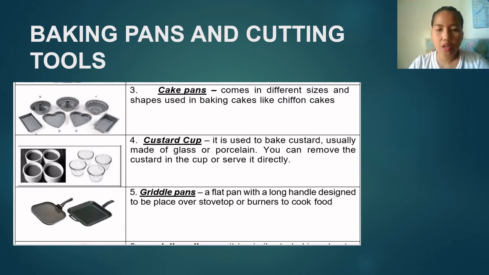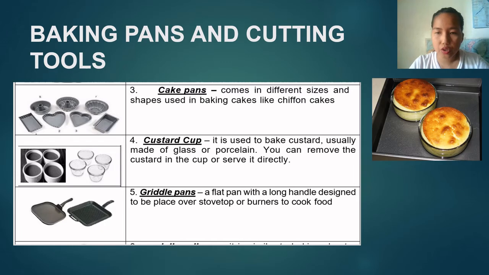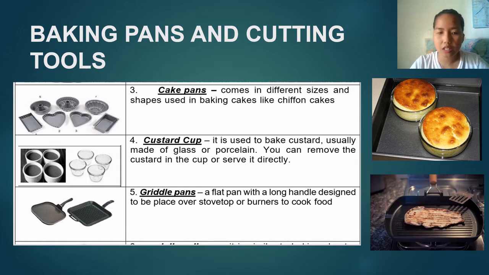We also have the custard cup, used to bake custard. Just like in this picture, this is custard cake in a glass or porcelain cup. You can remove the custard from the cup and serve it directly. So there is a specific cup used in baking custard cake. Next, we have the griddle or griddle pan. It is a flat pan with a long handle, just like in this picture. It is placed over the stove top to cook food.